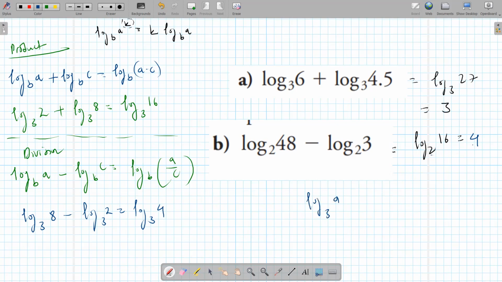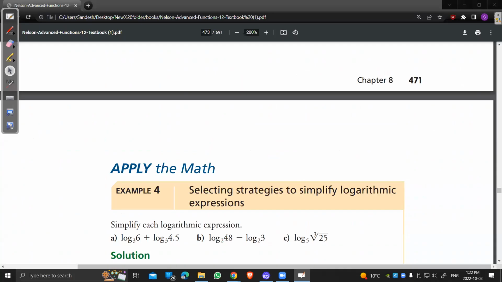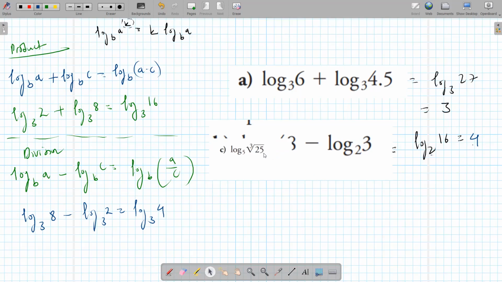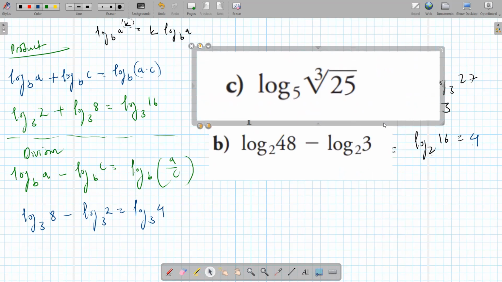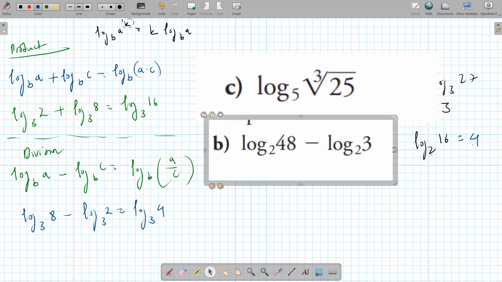Like log base 3 of 9 is 2, because 3 to the power of 2 is 9, right? Log base 2 of 32 would be 5, because 2 to the power of 5 is 32. We're just strictly interested, the answer will be just the exponent. This one's a little bit tricky. Or is it? You're going to have to use the power rule, but first you need to convert that cube root into an exponent.